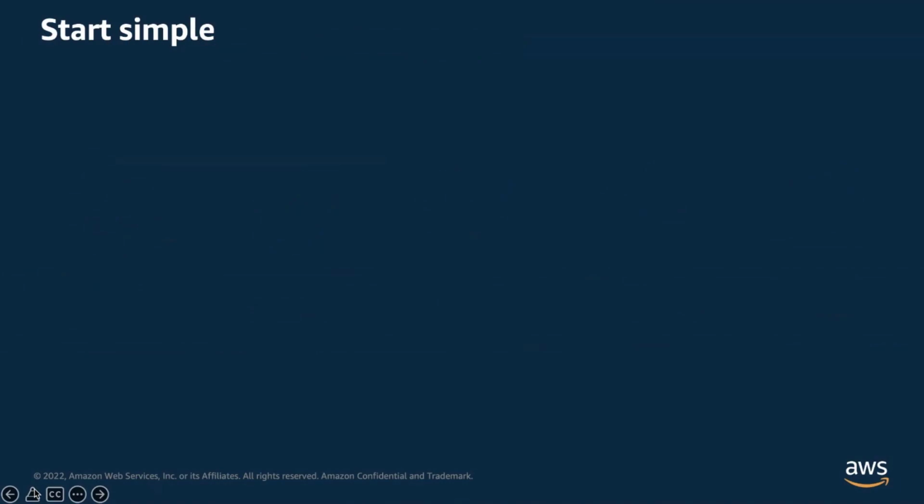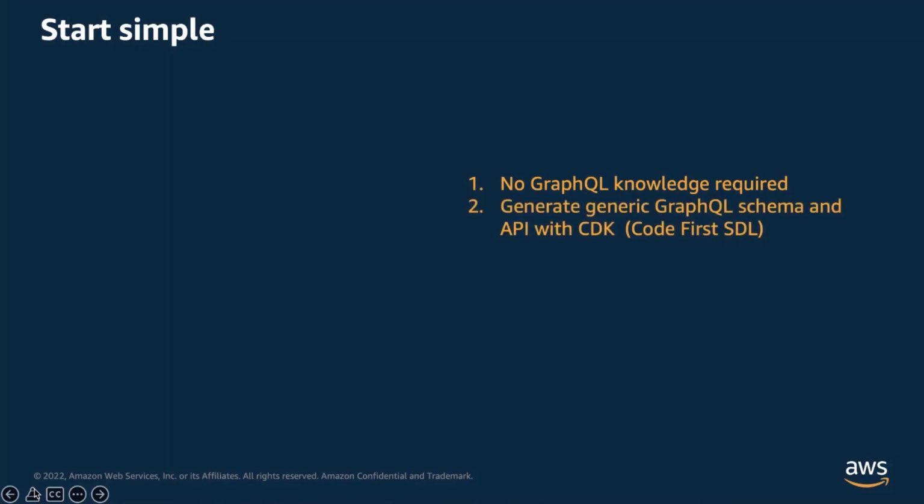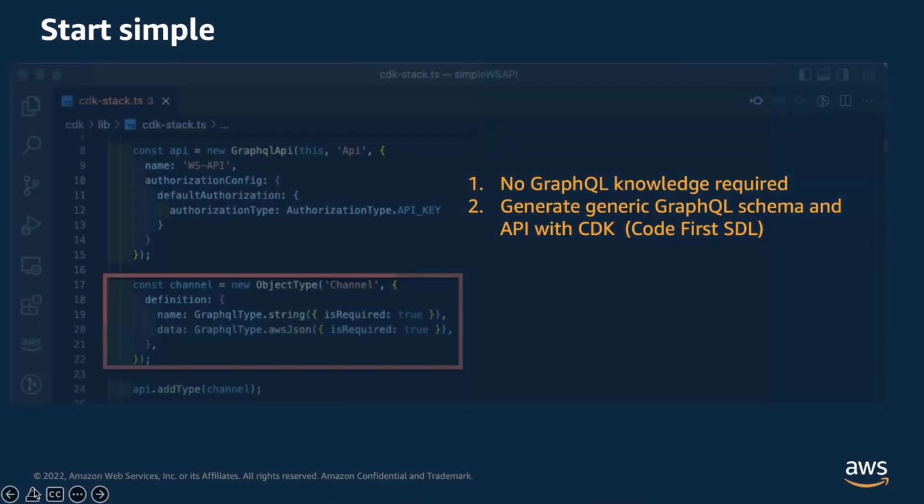You can get started with real-time in AppSync in minutes with a simple generic WebSocket pub/sub API use case. You don't even need to know GraphQL. You can get started by simply creating the concept of a channel that has two properties, a name and a data field, with few lines of code using the AWS CDK. Data is sent to a specific channel name. Clients subscribe to the channel, receive the data automatically.